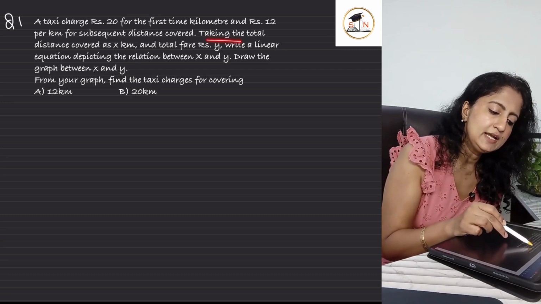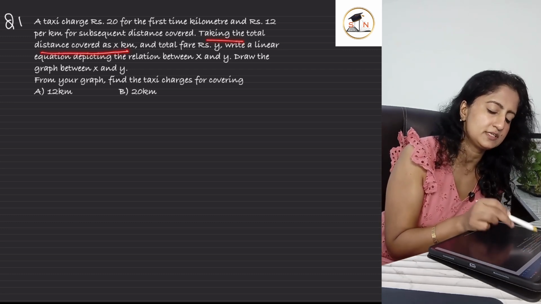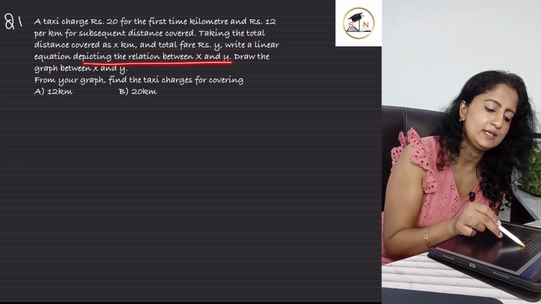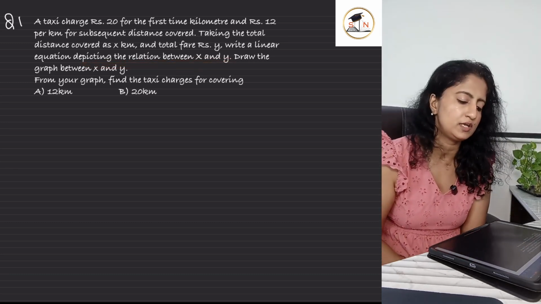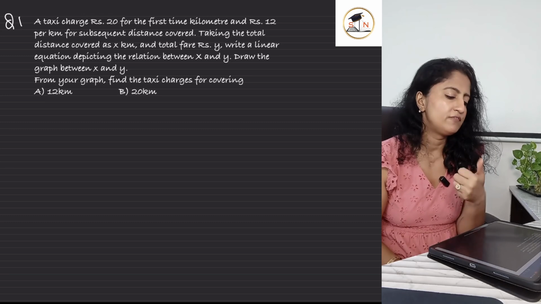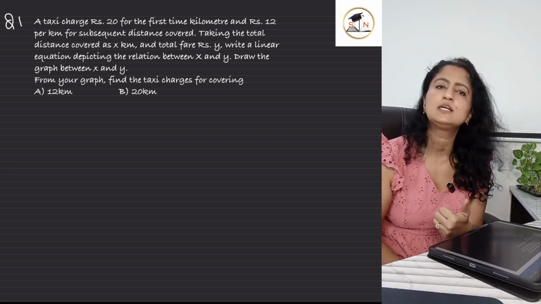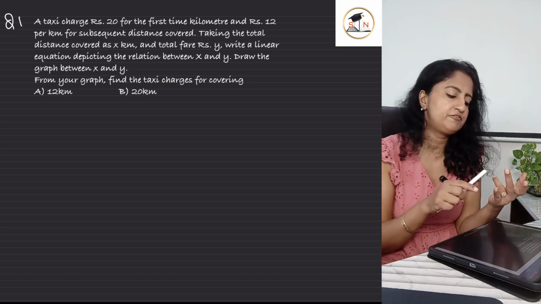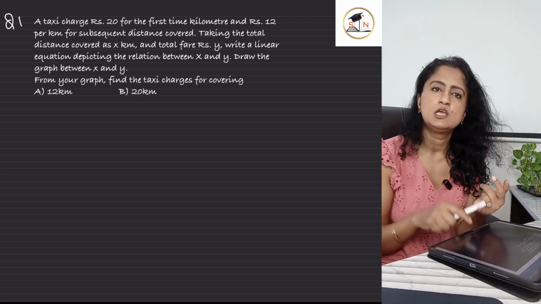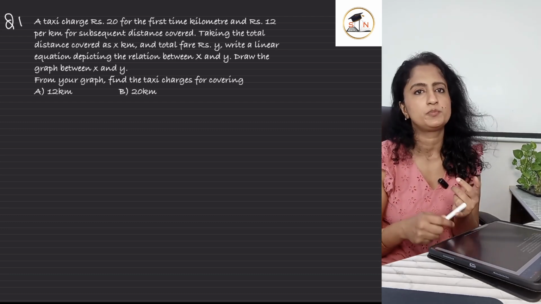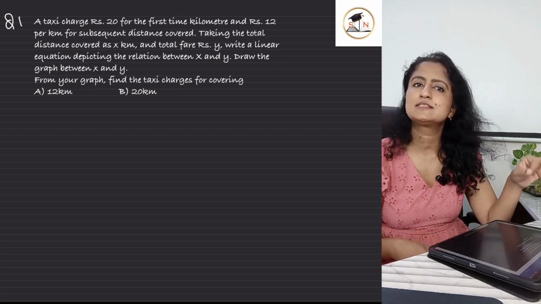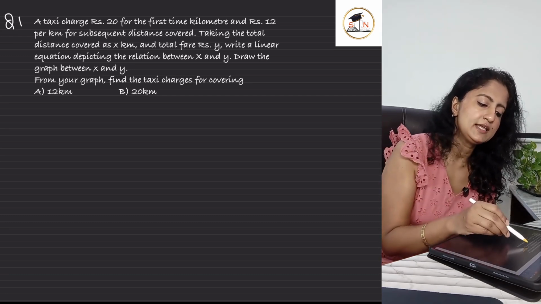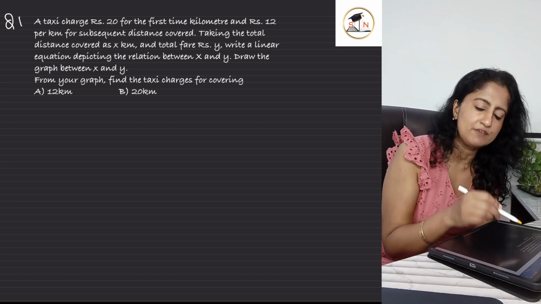Now, the next question: taking the total distance covered as x kilometers and total fare as rupees y, write a linear equation depicting the relation between x and y. अब हमें एक linear equation form करनी है over here, taking x and y as core variables, where x is already being defined as the total distance being covered. मैंने अभी एक एग्जांपल दिया 10 किलोमीटर का, राइट? तो वहां पे हमारे पास था कि फर्स्ट किलोमीटर में हमें चार्ज हो रहा था 20 रुपीज. उसके बाद एवरी किलोमीटर वॉज बीइंग चार्ज एट रुपीज 12. तो हमारे पास यहाँ पे टोटल डिस्टेंस x है, तो बाकी कितने किलोमीटर बचे? x माइनस 1, राइट? एंड टोटल फेयर कितना लग रहा है? दैट इज y रुपीज.